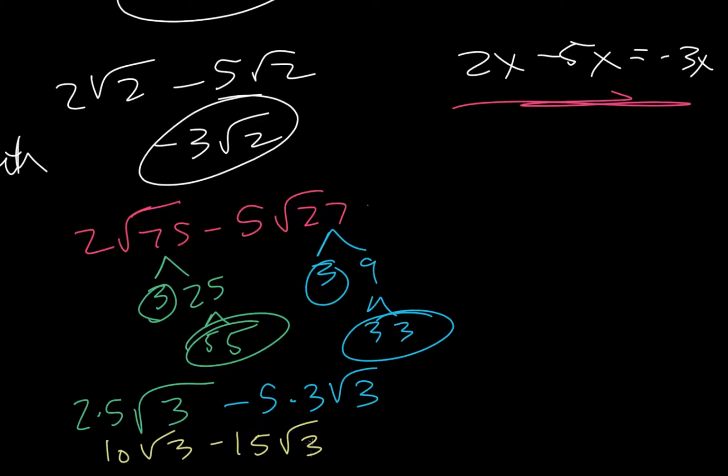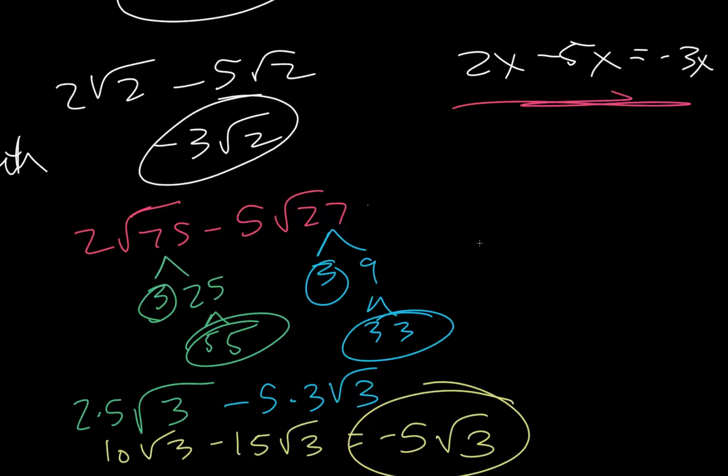Since the number under the radical is the same, we treat it like an x. So it's just 10 minus 15, that's negative 5, and then put my x, in quotes. And that would be our answer.